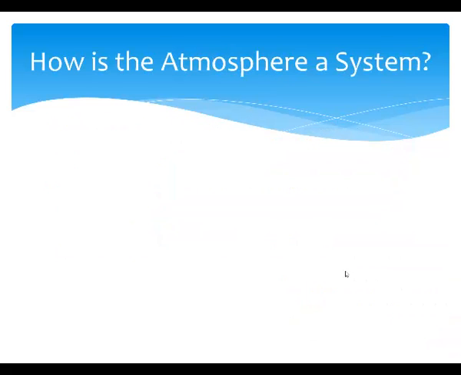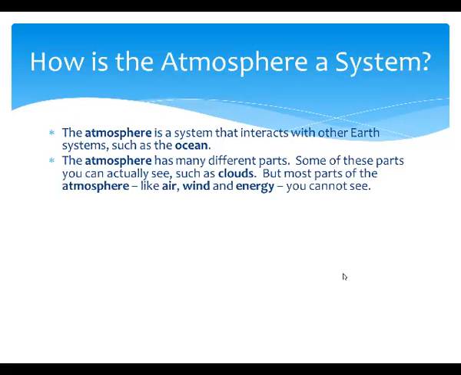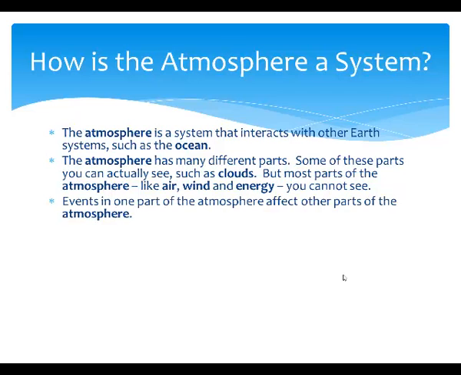How is the atmosphere a system? The atmosphere is a system that interacts with other Earth systems, such as the ocean. The atmosphere has many different parts. Some of these parts you can see, such as clouds, but most parts of the atmosphere, like air, wind, and energy, we cannot see. We can feel them, we know they're there, but we can't see them. Events in one part of the atmosphere affect other parts of the atmosphere.